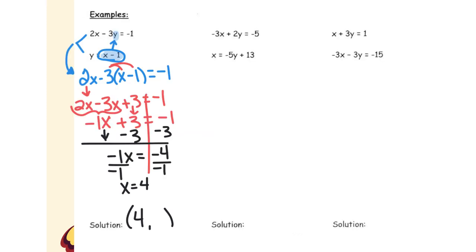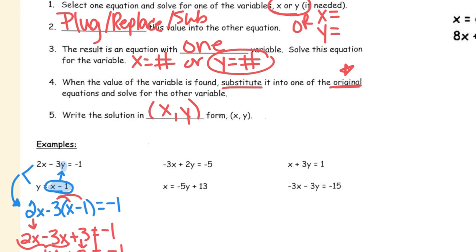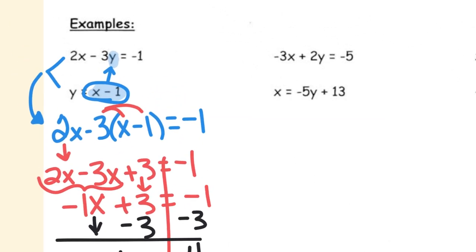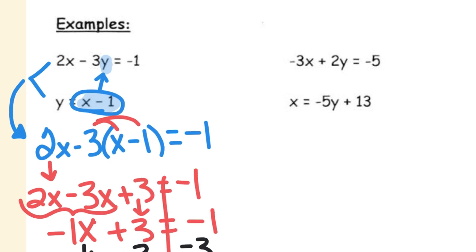Because we do need our y variable, right? So now we're going to come up here. We finished number 3. We solved. Look at 4. When the value of the variable is found, we're going to put it back into an original. So here are my 2 original equations. Pick one. I will tell you, it's usually easier if we do the blue one. Well, not the one we replaced in, but with this original.